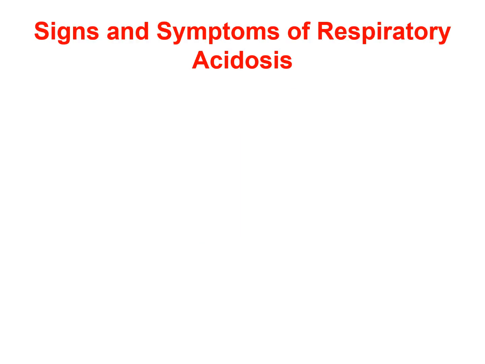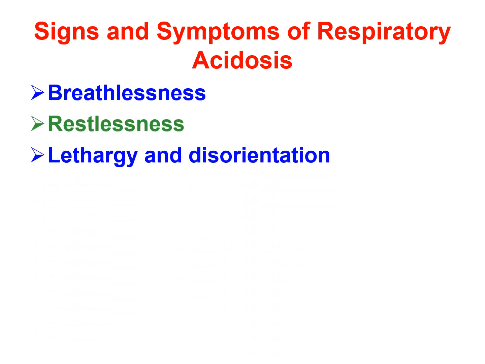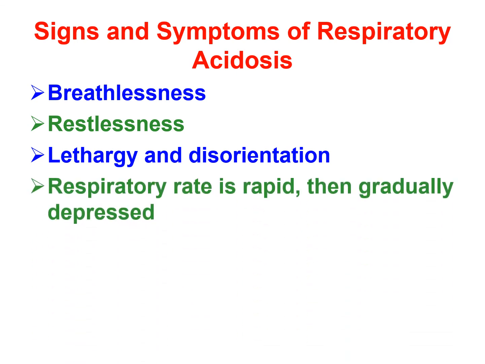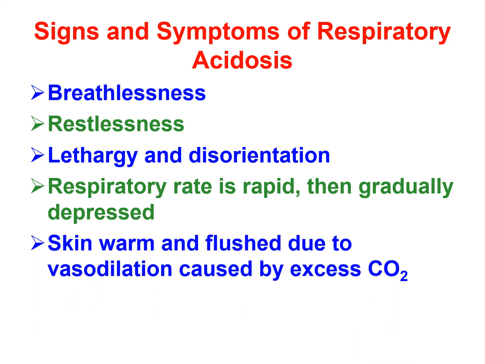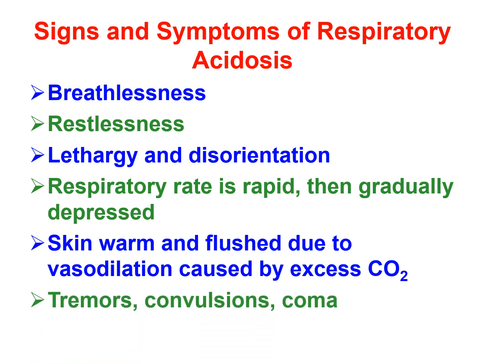Now, how to suspect respiratory acidosis? The patient may complain of breathlessness, restlessness, lethargy and disorientation. There may be a rapid respiratory rate, but then gradually depressed respiration. The skin may be warm and flushed due to vasodilation caused by the excess of carbon dioxide, or there may be tremors, convulsions, and coma.